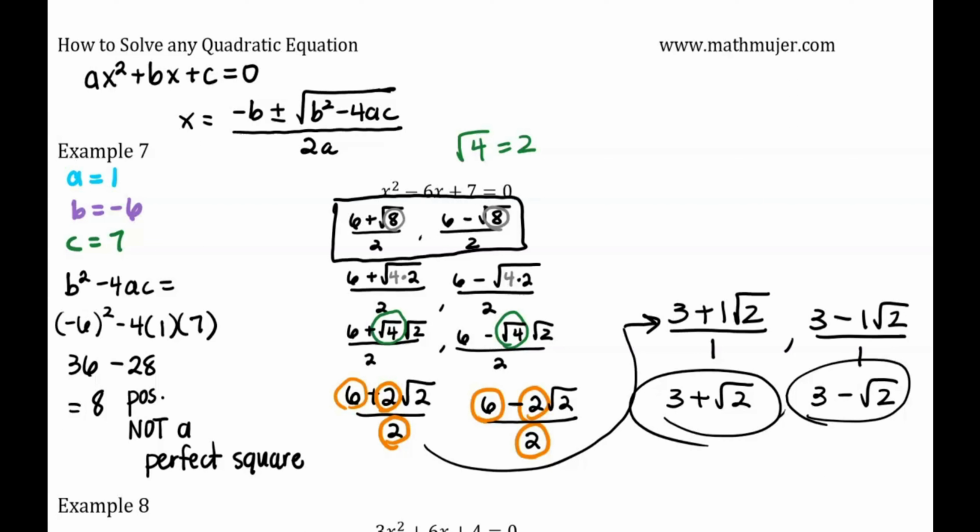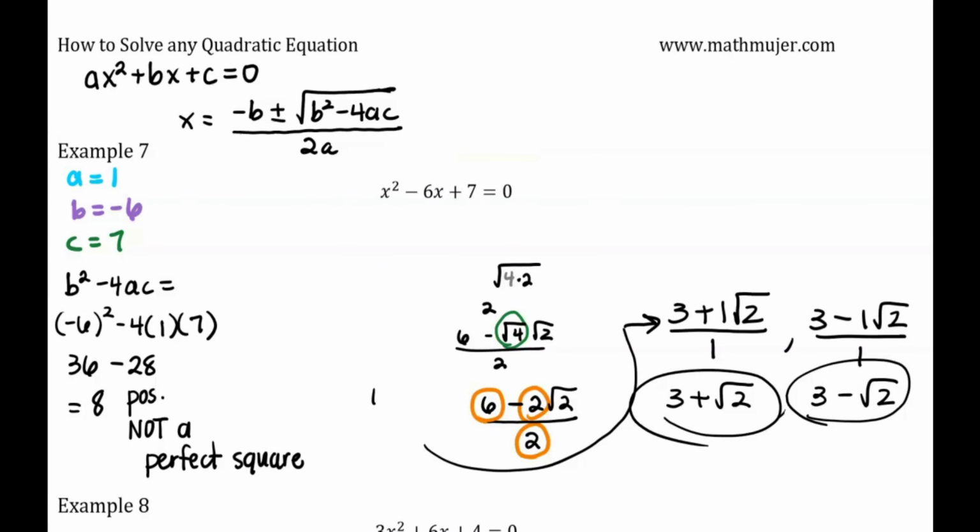So we have gone through example 7 using the quadratic formula. And now I want to show you how to go through example 7 using the square root method, which is another method that you can use really to solve any quadratic equation, but specifically for the ones that can't factor. Because if you can't factor, again, I encourage you to factor.